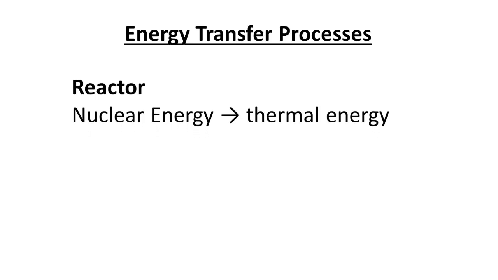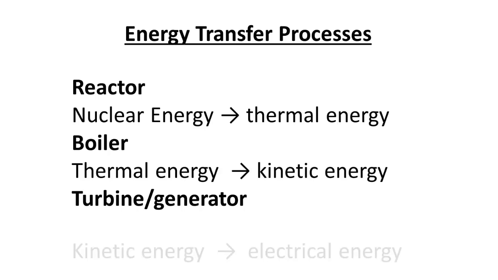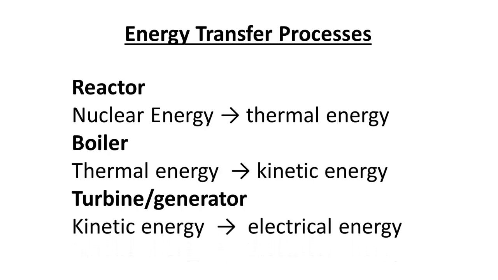Let's look at the energy transfer processes. In the reactor, you have nuclear energy, which turns into thermal energy. In the boiler, the thermal energy turns into kinetic energy of the steam. In the turbine or the generator, the kinetic energy of the turbine turns into electrical energy.